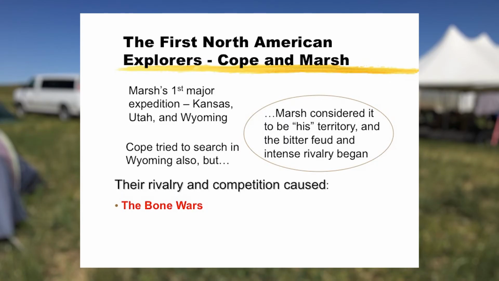As I said, they began as friends. Marsh went on an expedition, went to Kansas, Utah, and Wyoming. Cope went out and tried to look in Wyoming, and Marsh said, "You're in my territory, get out of here," and that's how it started. So then Cope would hire Marsh's chief guy, and he'd come over to Cope and tell him all the stuff about Marsh. So Marsh would hire Cope's chief guy, learn everything he could, and this just went on and on for years.